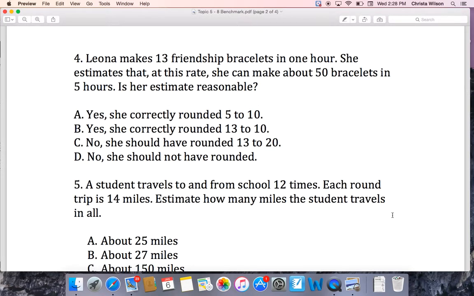Number 4. Leona makes 13 friendship bracelets in 1 hour. She estimates that at this rate, she can make about 50 bracelets in 5 hours. Is her estimate reasonable? A. Yes, she correctly rounded 5 to 10. B. Yes, she correctly rounded 13 to 10. C. No, she should have rounded 13 to 20. D. No, she should not have rounded.